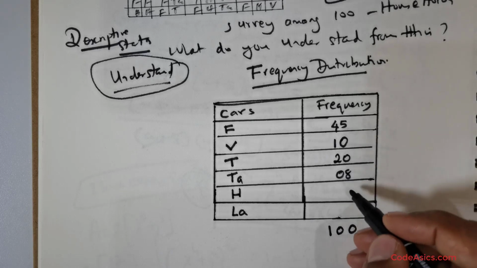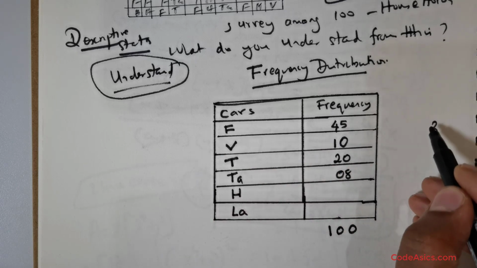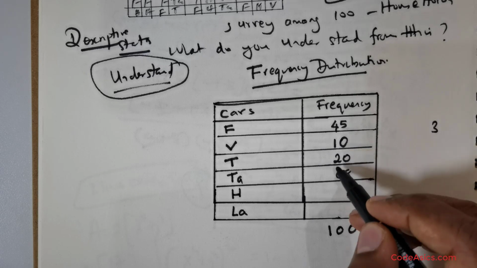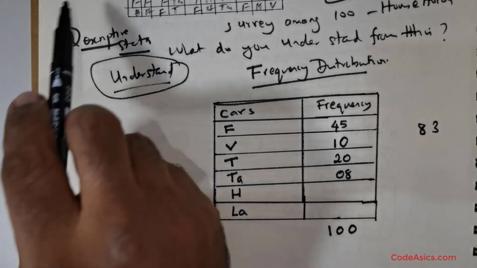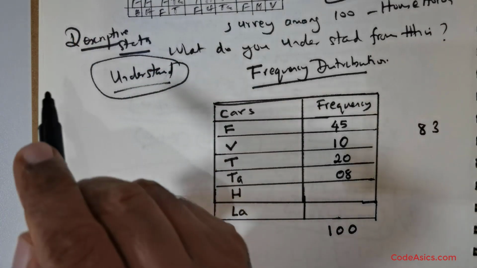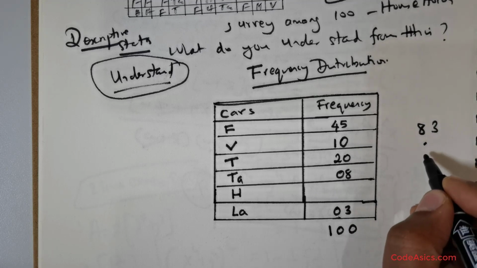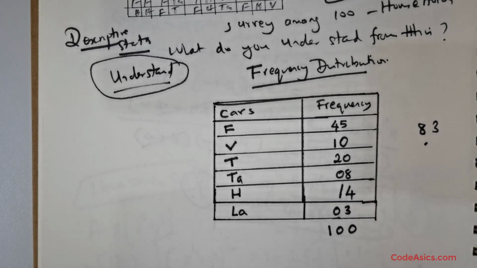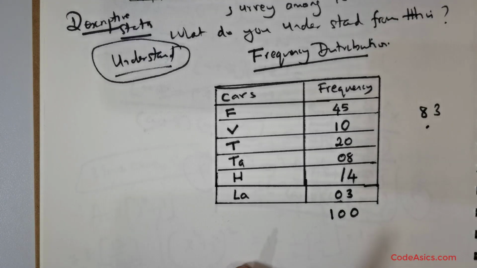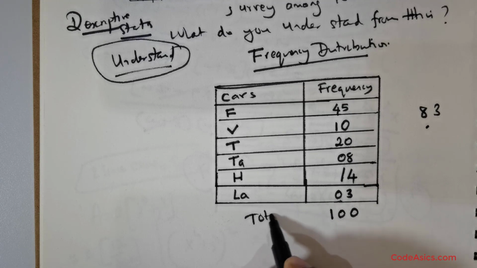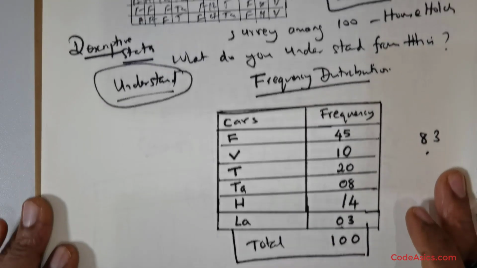So make sure that you add the total up. 5 and 8 is 13, then 1, 5, 6, 7, 8. So already 8 is there, and the Lamborghini I have entered is 3. So Lamborghini should be 3. Totally 86, and so Honda is going to be 14. So this is the frequency distribution we have obtained from the data.